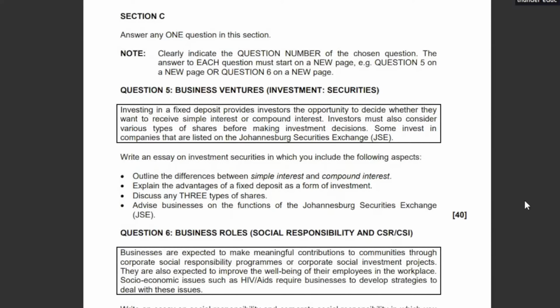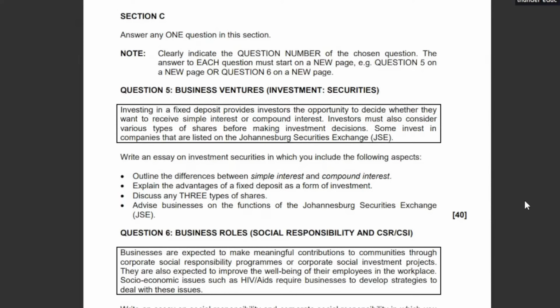So now question 5 reads as follows: business ventures, investment securities. Inside the box, this is the information actually given. So the extract reads as follows: investing in a fixed deposit provides investors the opportunity to decide whether they want to receive simple interest or compound interest. So investors must also consider various types of shares before making investment decisions. So some invest in companies that are listed on the Johannesburg Stock Exchange. So now, write an essay on investment securities in which you include the following aspects.